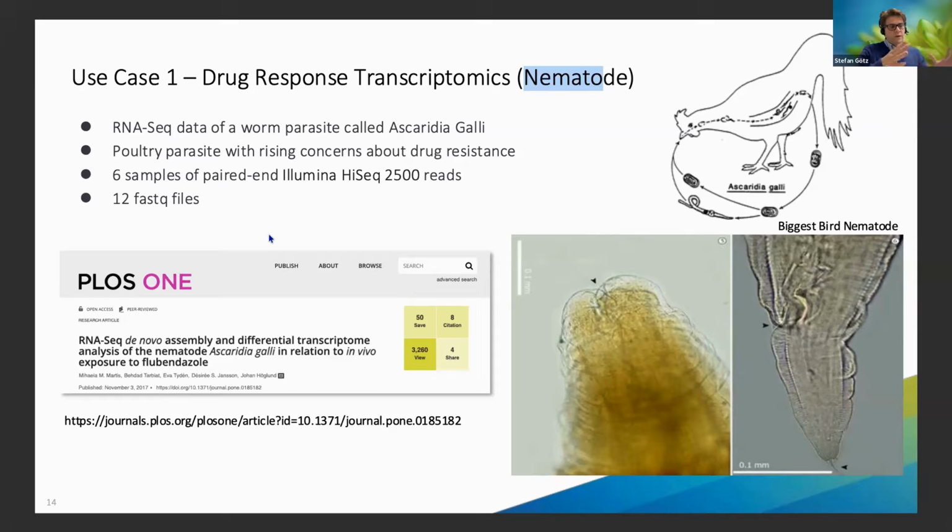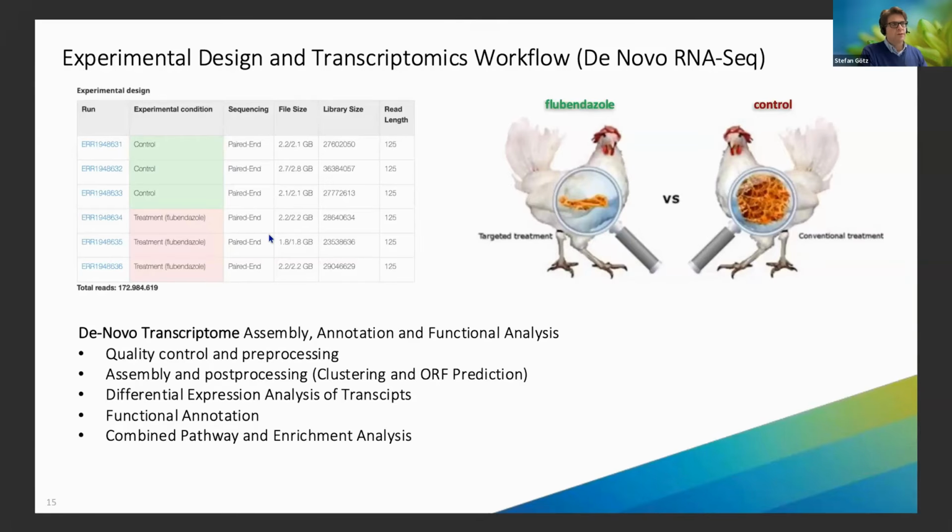It's small and has an easy experimental design, but that doesn't mean that in OmicsBox you can't scale up your analysis to hundreds of samples and experimental designs with a lot of different columns and conditions and those kinds of stuff. So this will be our non-model organism example here for de novo RNA-Seq.